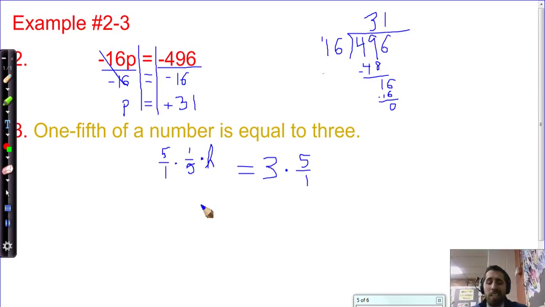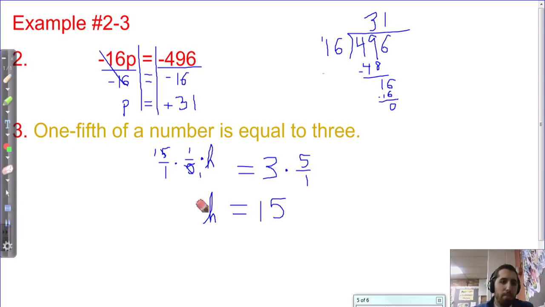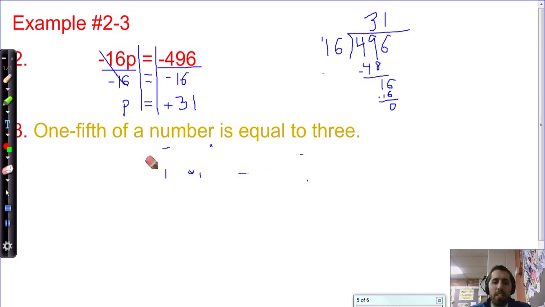It's not the opposite. Don't change the sign. We just flip the numerator and denominator. These will cancel. We'll just be left with 1h, or just h, and that's equal to 3 times 5 over 1, which would just be 15. So again, this is another example of multiplying by the reciprocal, and hopefully that makes sense to you. If not, ask me, please. Now make sure you have these notes down. As always, I'm going to leave you with some practice problems to try out on your own.